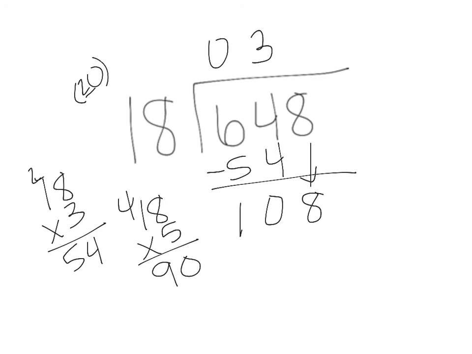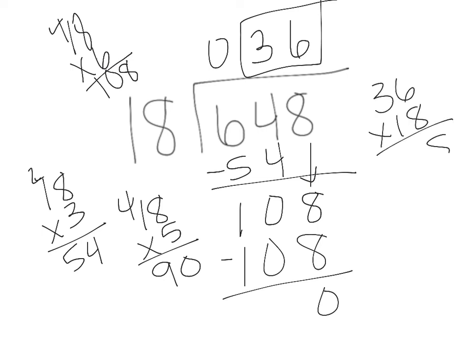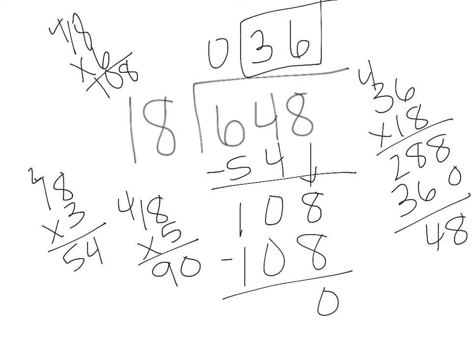Okay, so now I need to try something bigger. I need to try 18 times 6. 8 times 6 is 48. 6 plus 4 is 108. So my answer is 36. Take 36 times 18. I get 648. So I know I'm correct.